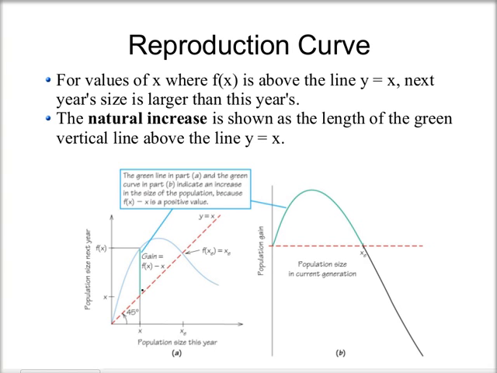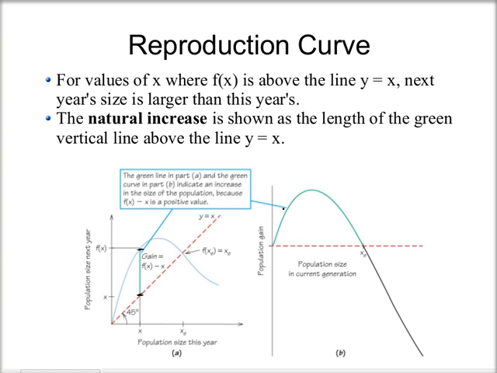So we can tell what the increase of a population is by looking at the difference between the reproduction curve f of x and the line y equals x. So that's this little green line segment here. It tells you how much the population is going to increase over the next year.